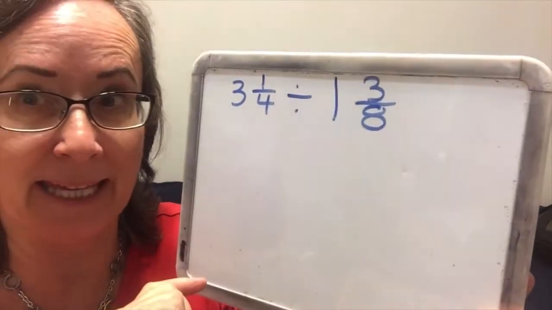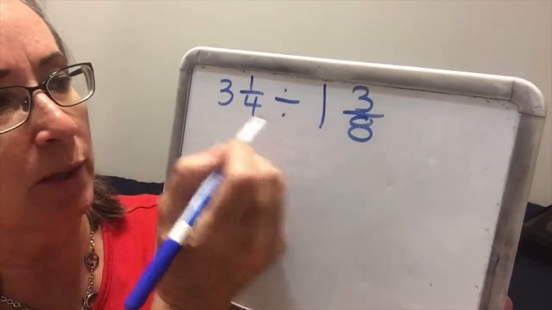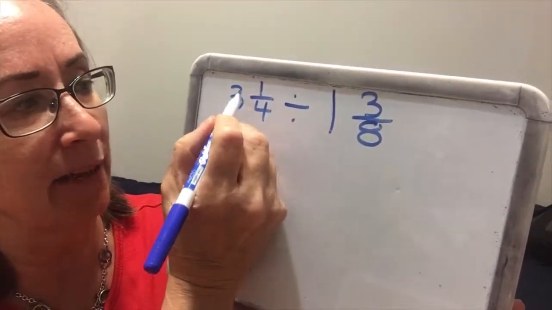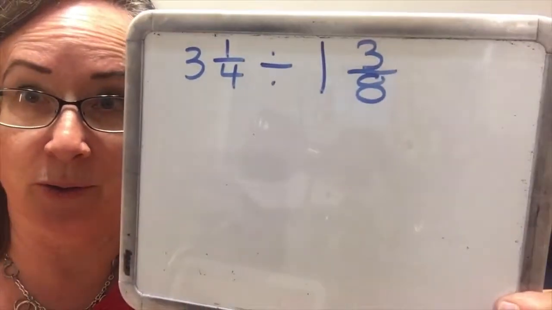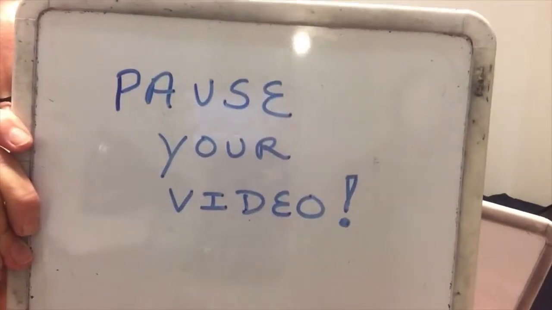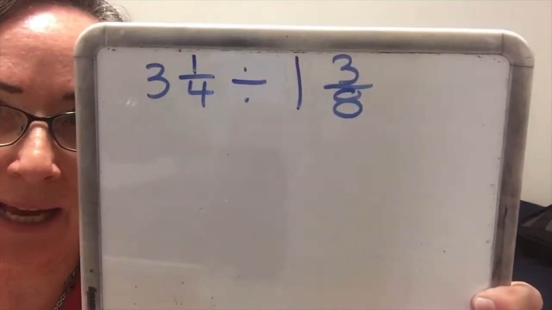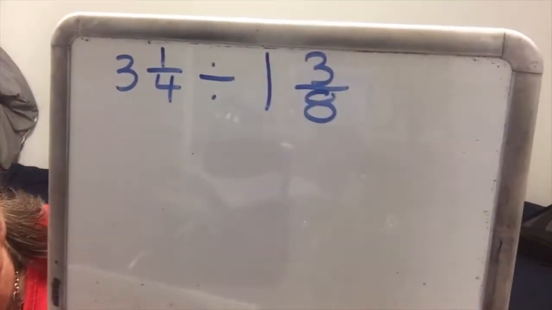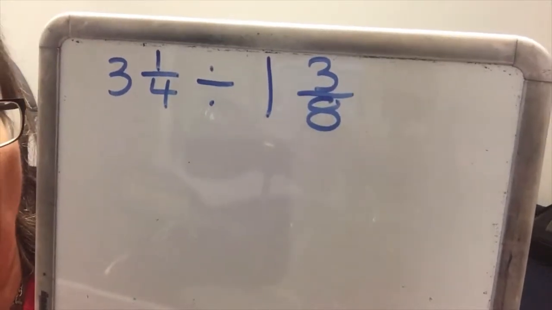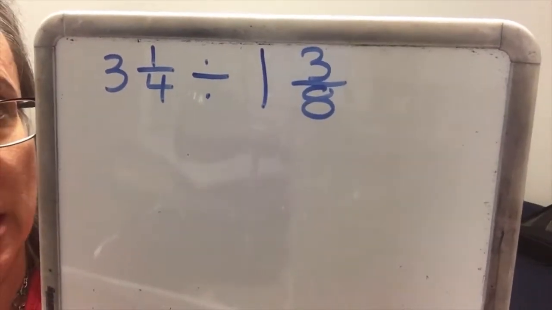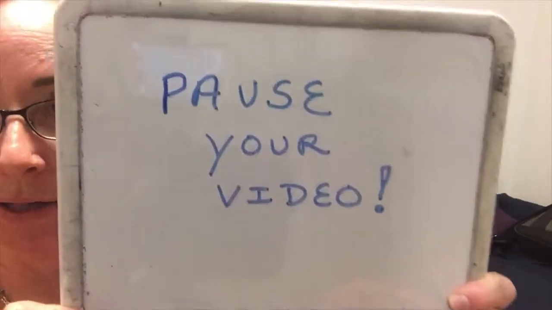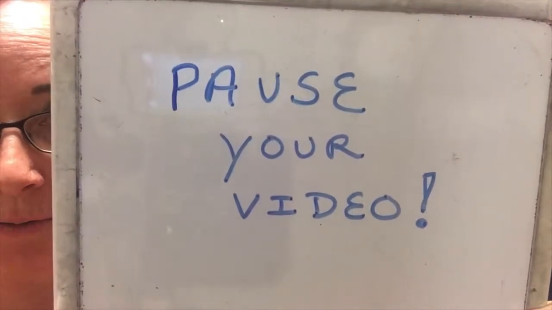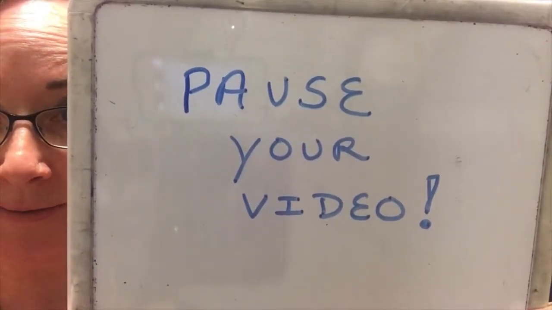Here is the B problem, and so we're going to do the same thing. We're going to take 3 1/4. Oh my, I forgot to tell you to pause your video. So first copy down the problem, 3 1/4 divided by 1 3/8. So this is practice problem number 2, our part B. Now, pause your video and go do the problem by yourself.